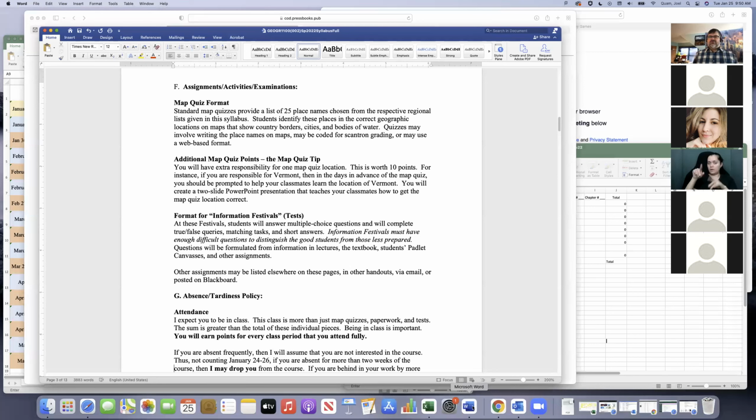Tests, I try to make the tests interesting. As I said, I like to call them information festivals. There will be familiar sorts of things: multiple choice, true/false, matching, short answer, that kind of thing. But I try to provide some audio or visual or audiovisual things to make the questions a bit more interesting when I can.